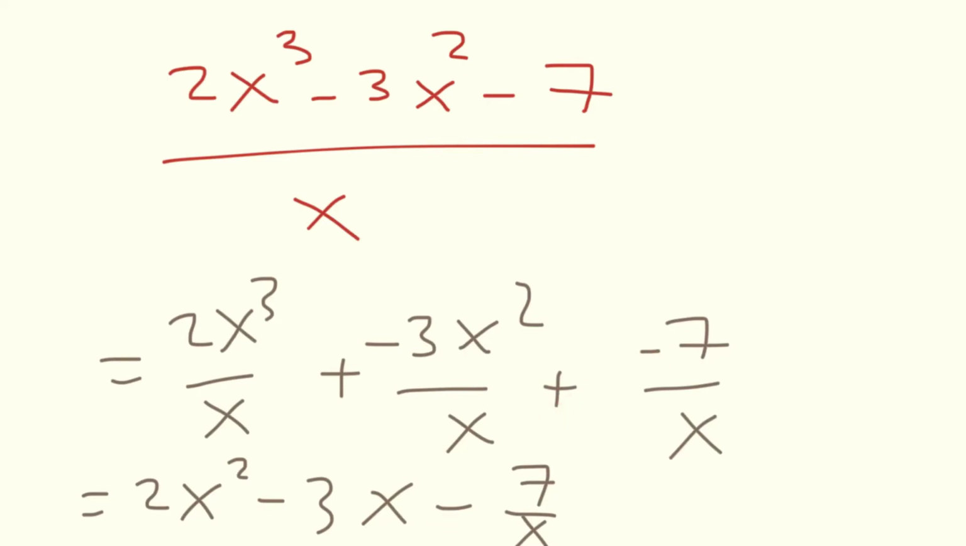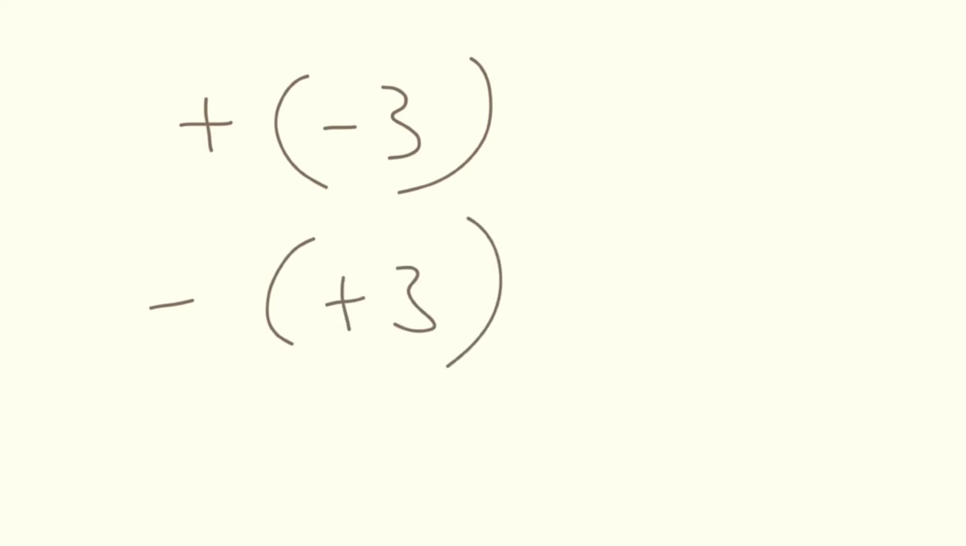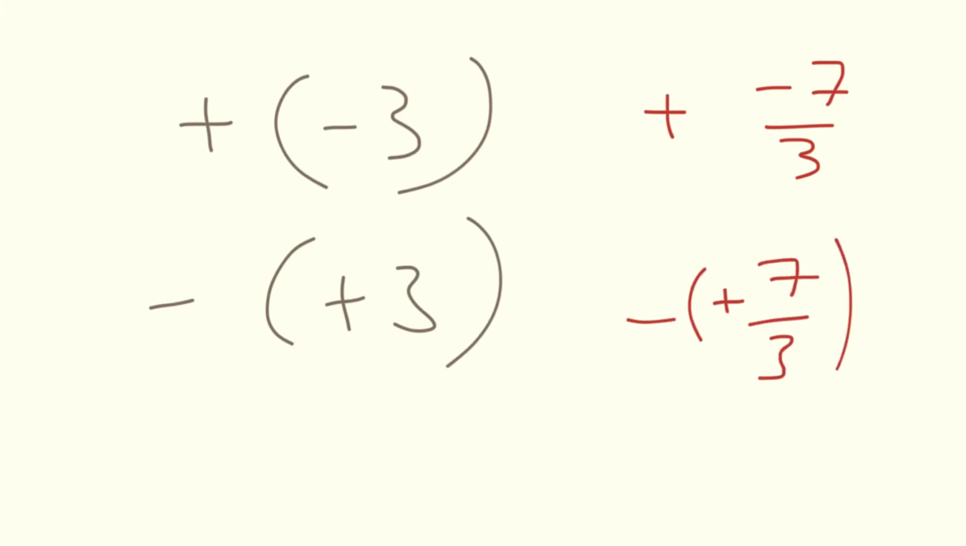Subtracting positive is the same as adding negative. Remember that. In other words, if I'm adding minus 3, it's the same as subtracting plus 3, isn't it? That's what's happening. One time I'm writing it like that, one time like that. Same thing for fractions. If I'm adding, for example, negative 7 over 3, it's the same as subtracting 7 over 3, positive of course.